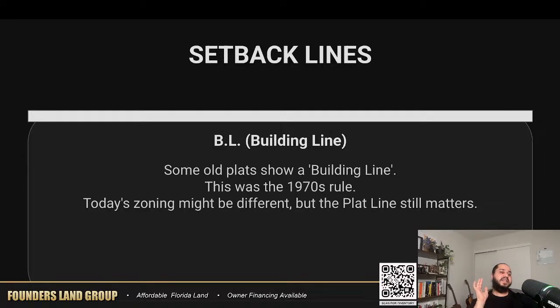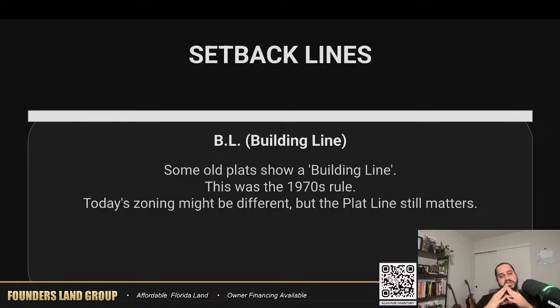Setback lines. This again was something I was trying to educate on earlier: some old plats show a building line. This was the 1917 rule. Today's zoning might be different, but the plat line still matters. So the building line: the county is still very strict about the setback rules.